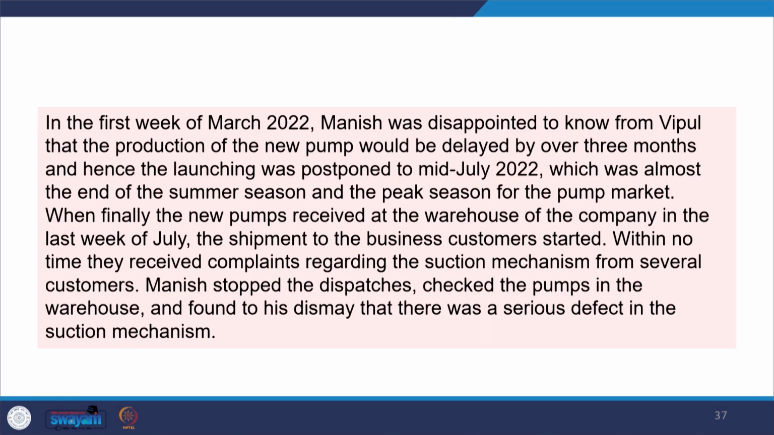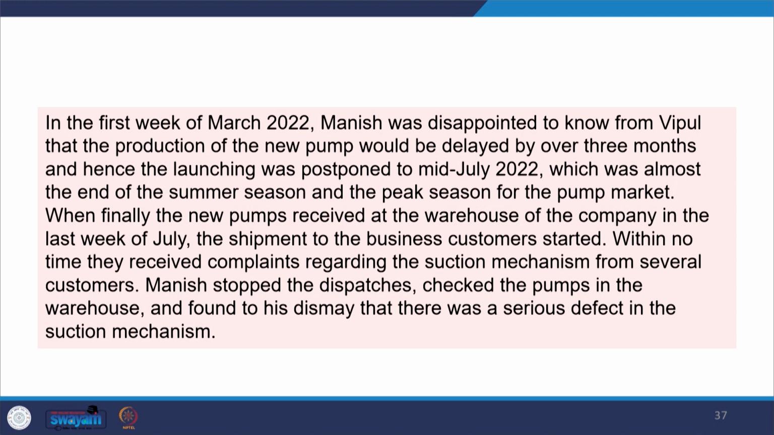Now, what happened? Once the order was received, the production team had to make some final arrangements. That means, once the product came to, let us say, the warehouse in India, there were a few more steps which had to be done by the production team, so that the complete pump is finally made. Okay. Manish, who was the marketing head, had 8 months to plan and implement the marketing strategies for the new pump. Okay.